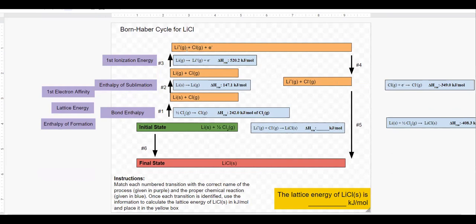Step 4, we're looking from this one over here. You can see that what has happened is my chlorine now has changed. My lithium's still an ion, but my chlorine has now become an anion. So it's like that chlorine atom has picked up an electron.